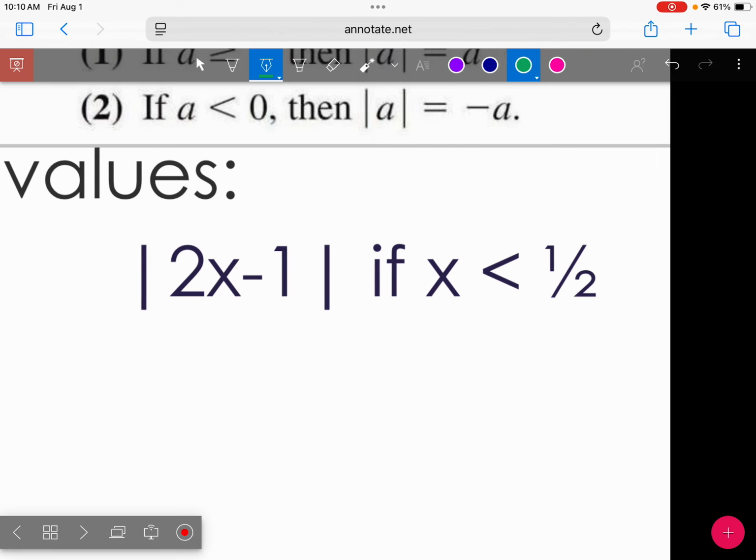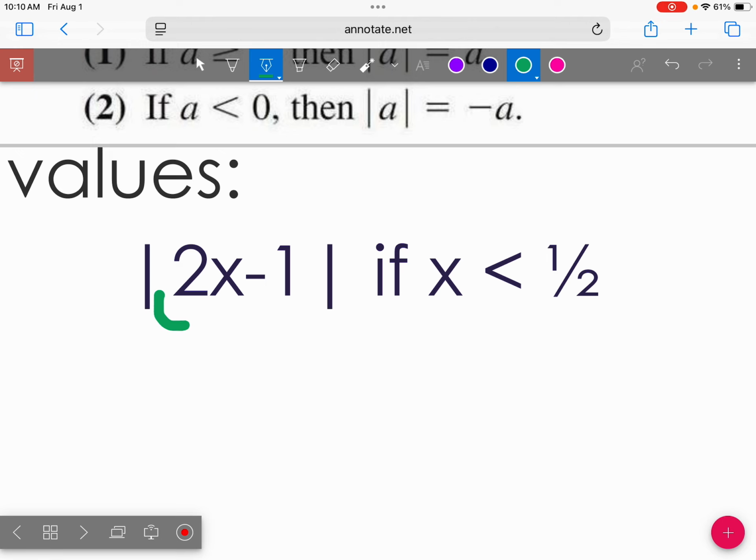Then let's look at this next one. Let's figure out if the piece inside here is going to be positive or negative if x is less than 1/2. When in doubt, pick a number that would make this true, if x is smaller than 1/2.